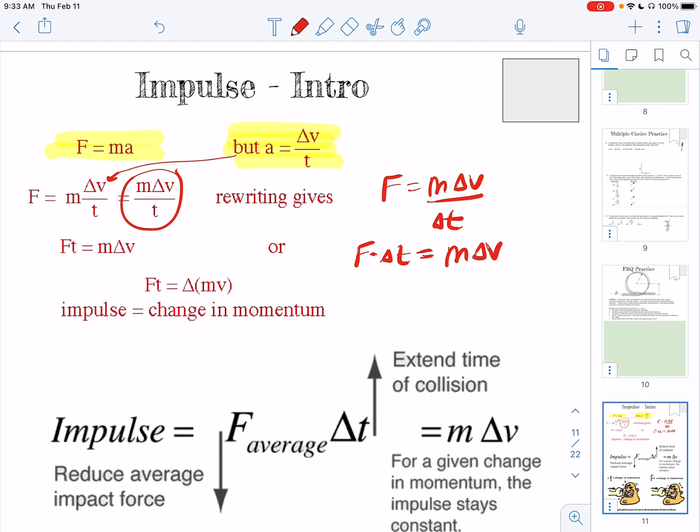And here you can see that is the momentum, or that's going to be the change in momentum because of the delta. And then this side, F delta t, is what we call impulse.